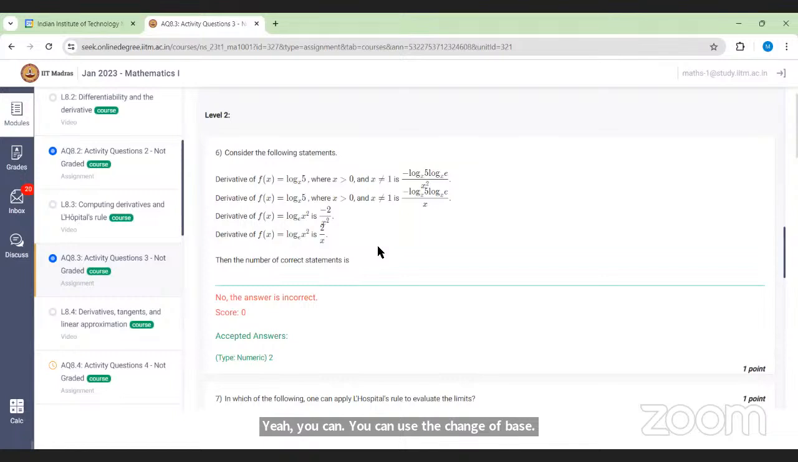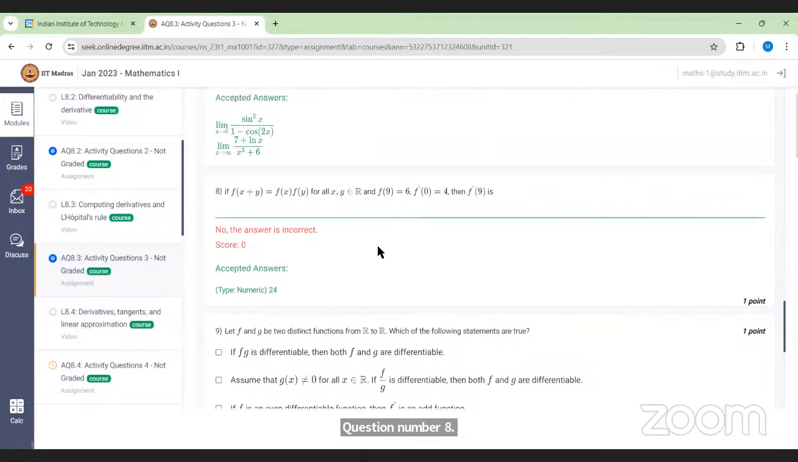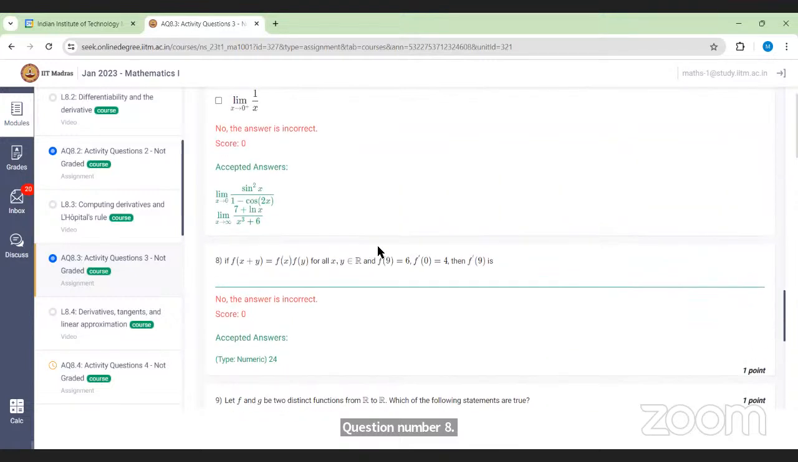Okay, question number 8. f of x plus y is equal to f of x times f of y. In this question, you have to find f dash of 9. This is actually a nice question. First, you have to guess the value of f of 0. You can find f of 0 via this condition: f of 0 plus 0 is f of 0 into f of 0. So the value of f of 0 can be either 1 or 0. Then you have to guess the thing.